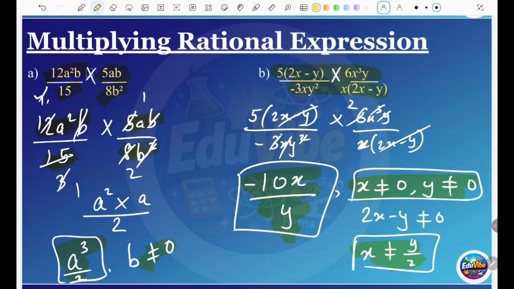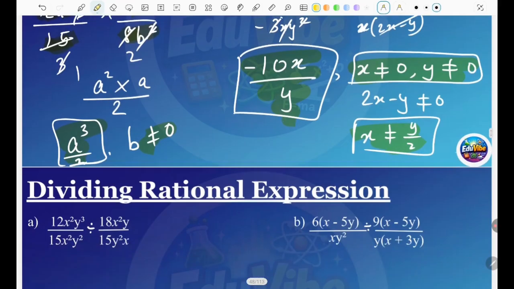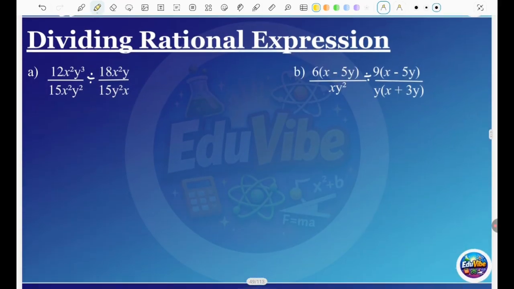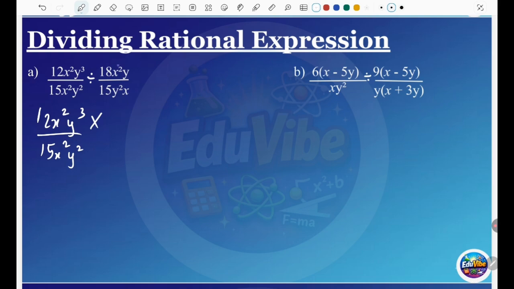So that's how multiplying works, multiplying the rational expressions. Let's move to dividing. In dividing rational expressions, you deal with it the same way as multiplying. So multiplying and this are the same. The difference is that if we have x squared y squared divided by this thing, when we multiply, this goes to its reciprocal. This goes up, this goes down. So 15y squared x upon 18x squared y.